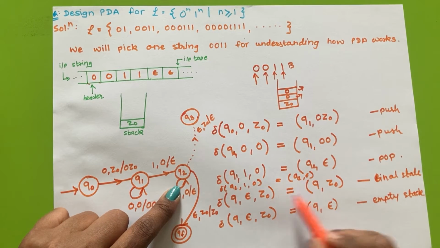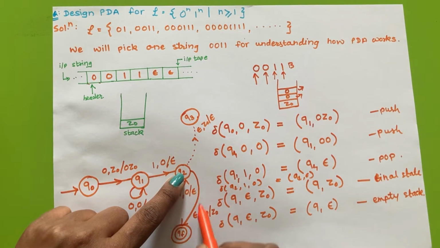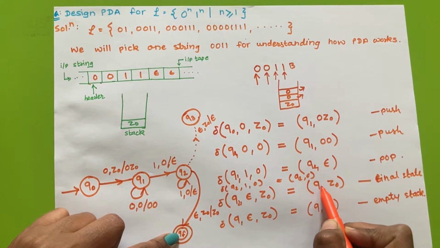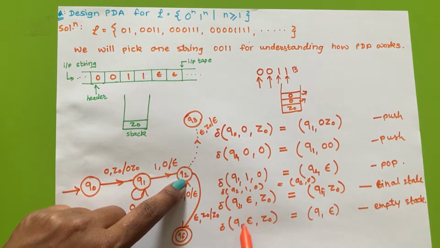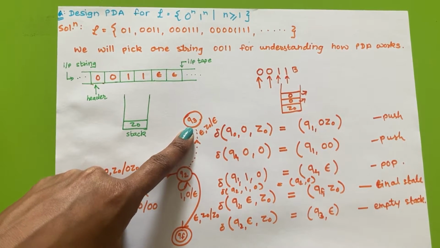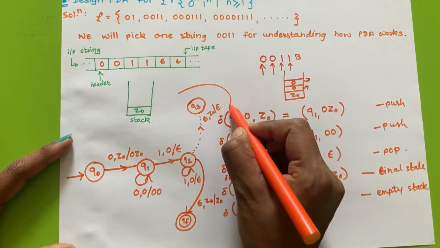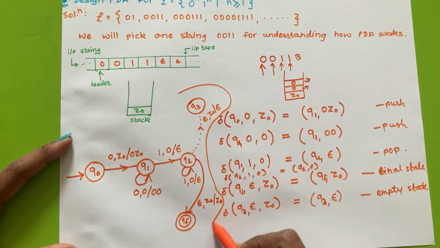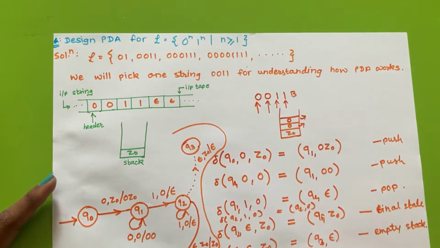So for acceptance through final state, we have Q2, empty, Z0, and output state will be QF, and for acceptance through empty stack, we have input state as Q2 and output state as Q3. Okay, so this is our final PDA for the language L equals 0 raised to n, 1 raised to n.